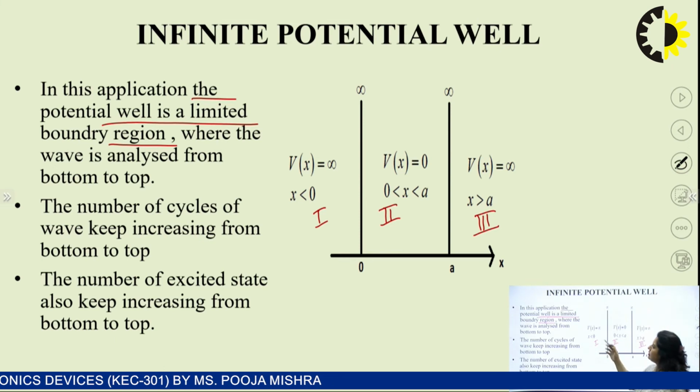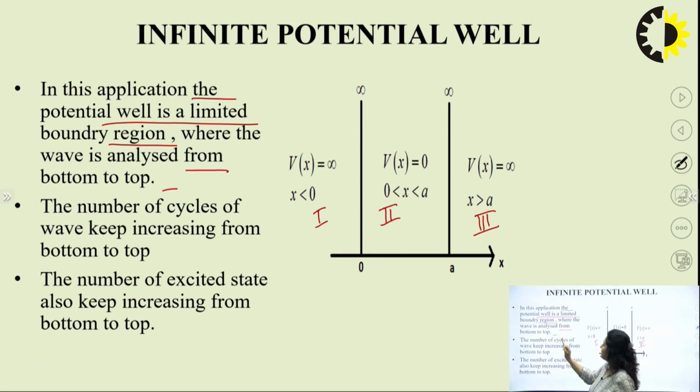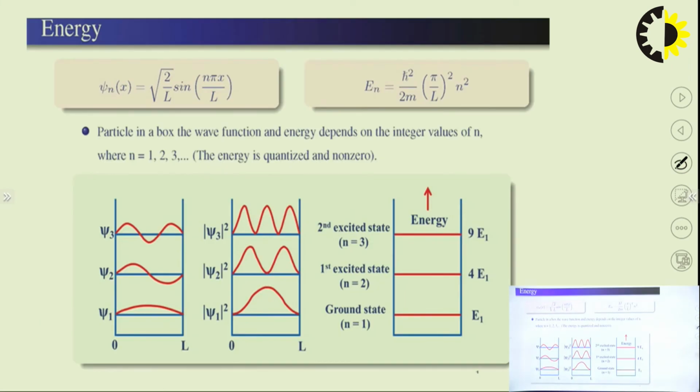So in this application the potential well is limited to a boundary region, where the wave is analyzed from top to bottom. The number of cycles of the wave keeps increasing from top to bottom, and from bottom to top the number of excited states also keeps increasing. So we can see from the figure that from bottom to top the number of wave functions goes on increasing. Similarly in the first figure it goes on increasing. In the third figure we have E1, 4E1, 9E1. As the energies increase, the excited state also increases.